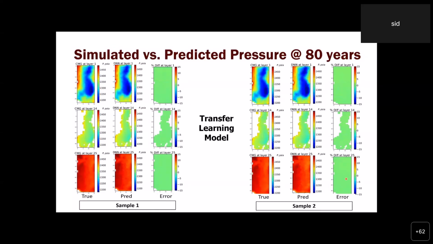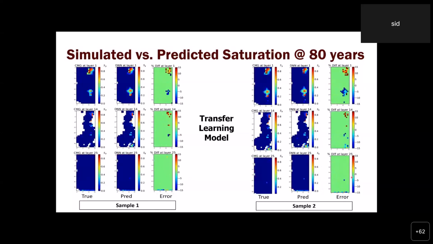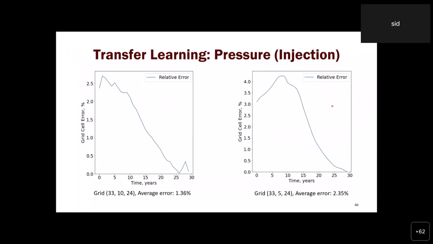This is again another pressure plot, at the 80th year. So this is during the monitoring phase post-injection. Pressure plumes are being predicted really well. Saturation has problems in terms of the error being between 0 to plus or minus 10%. So we have to figure out ways to improve saturation performance.